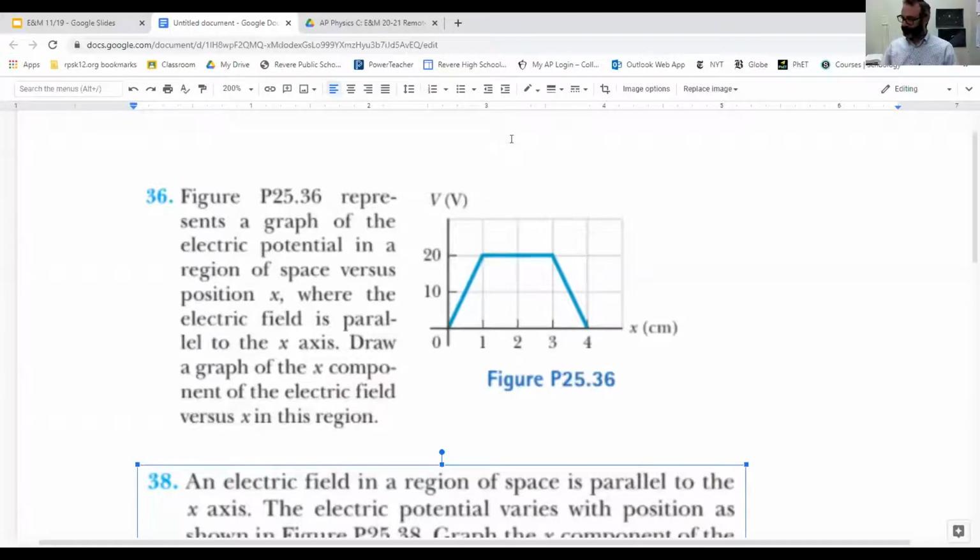All right, so the first problem that we're looking at was number 36 here. They give us a graph of electric potential versus position, and they ask us to calculate the electric field from this electric potential.